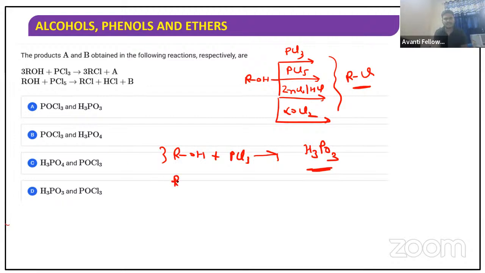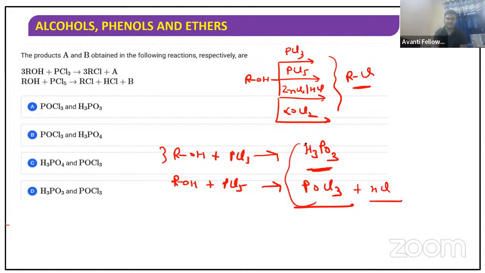Similarly, when the alcohol is treated with PCl5, then here POCl3 formation takes place. Okay? So H3PO3, POCl3. Apart from POCl3, HCl formation also takes place. So we can go ahead with POCl3 and H3PO3. So which of the following options is correct, beta? H3PO3 and POCl3, right? Apart from RCl, they're asking the byproduct.